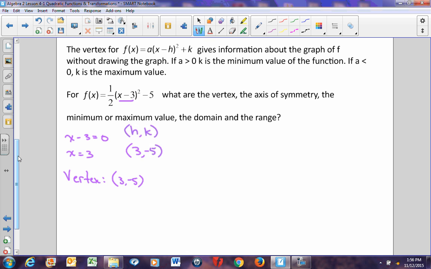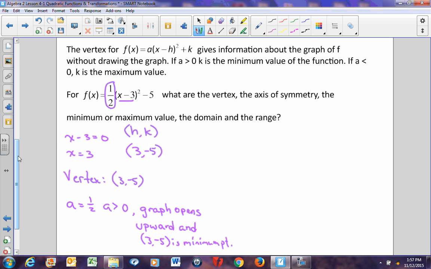So we found our vertex. Since the value for a equals 1/2, which means a is greater than 0, our vertex is a minimum point. Okay? So our graph opens upward. And 3, negative 5 is a minimum point. Okay, so we found the vertex. We found the maximum and minimum value.